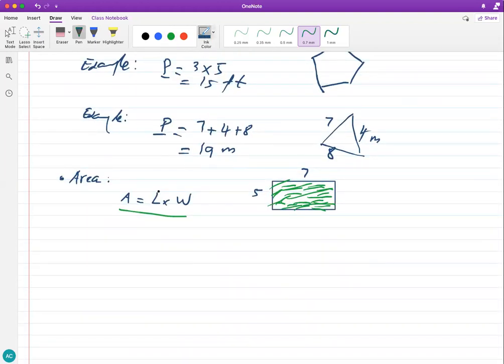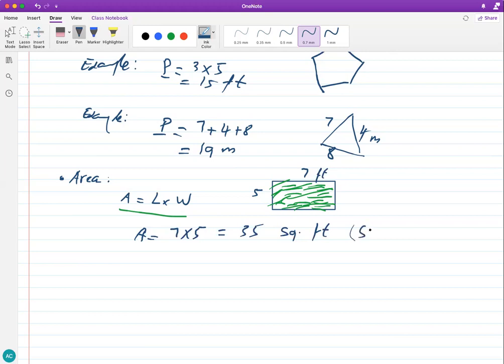Okay, so let's find that out. A will be, in this case, as always, you need a unit. You gotta have a unit, let's say feet. So it's gonna be 7 times 5. So the length times the width, which is 35. And do not forget the unit. Whatever unit it might be, when you find the area, it has to be squared. So we say square feet.